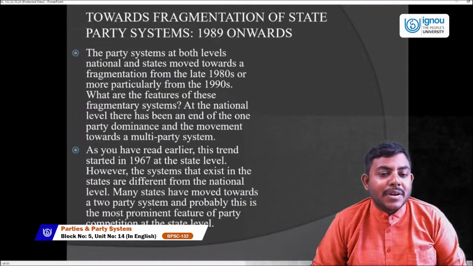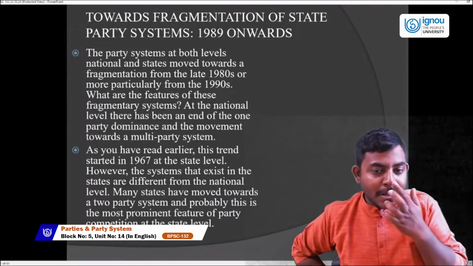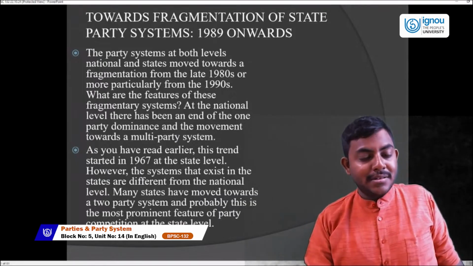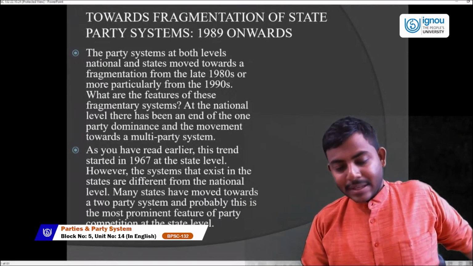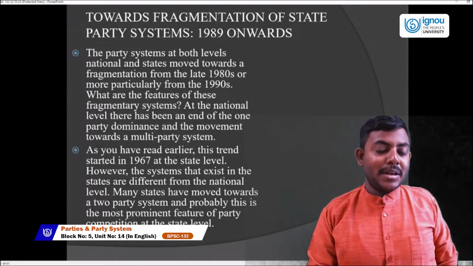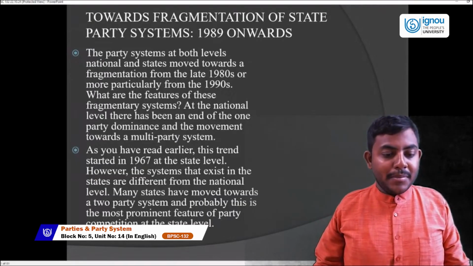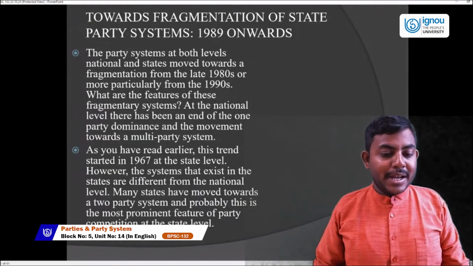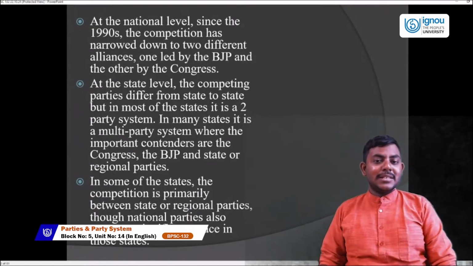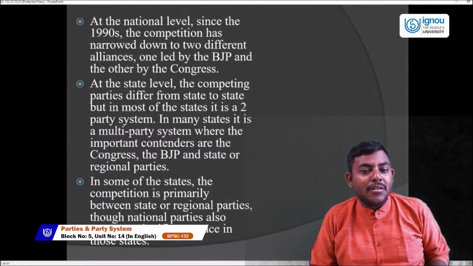What are the features of these fragmentary systems? At the national level, there has been an end of one-party dominance and a movement towards a multi-party system. As we have read earlier, this trend started in 1967. At the state level, however, the systems that exist in the states are different from the national level. Many states have moved towards a two-party system, and probably this is the most prominent feature of party competition at the state level. At the national level, since the 1990s, the competition has narrowed down to two alliances, one led by the BJP and the other led by the Congress.